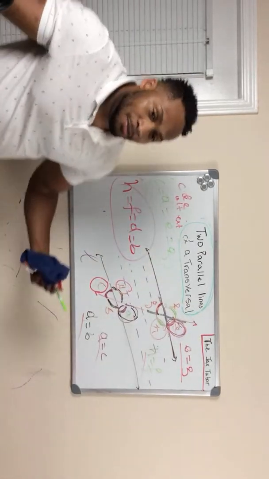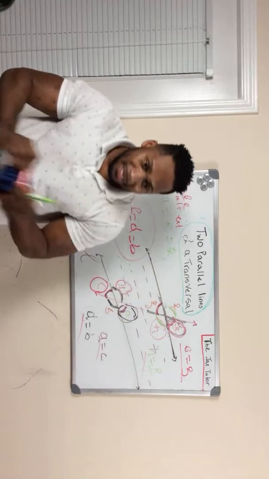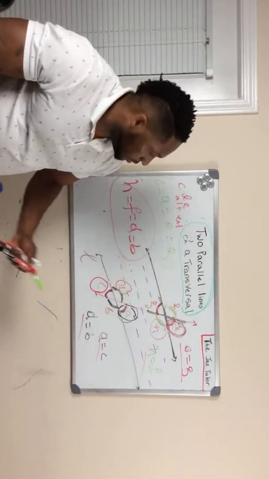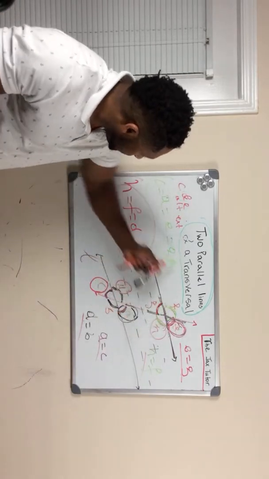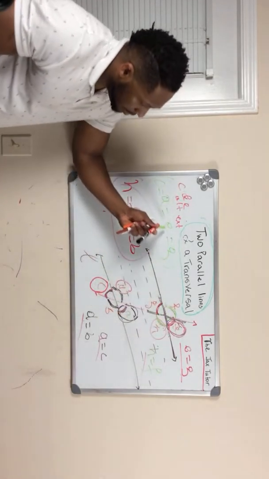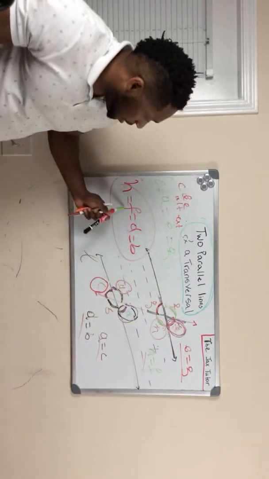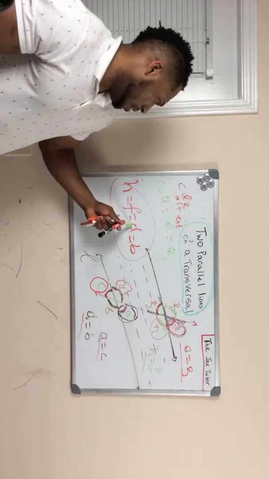So, bottom line is, when you have parallel lines and a transversal, what you have is really two sets of angles. It's A, C, E, G. That's one set. H, F, D, B. That's another set.